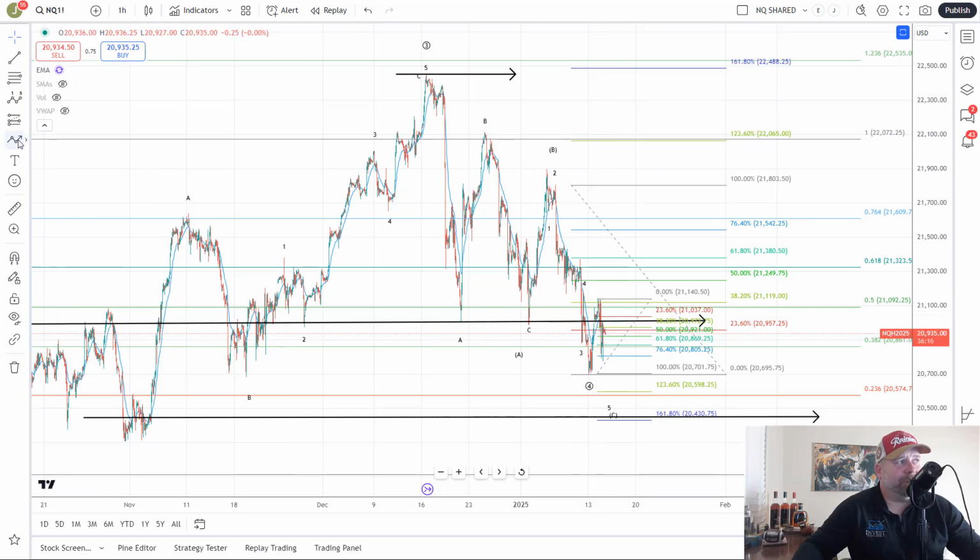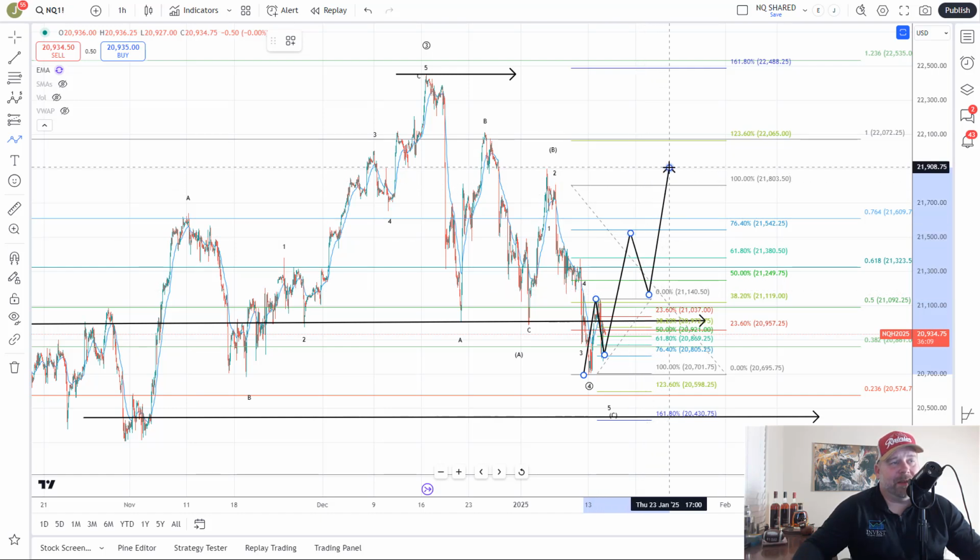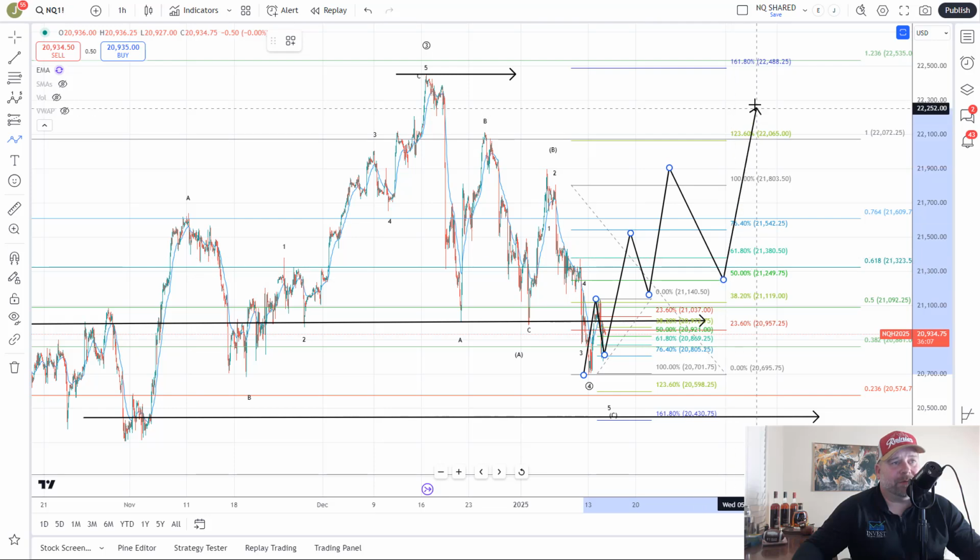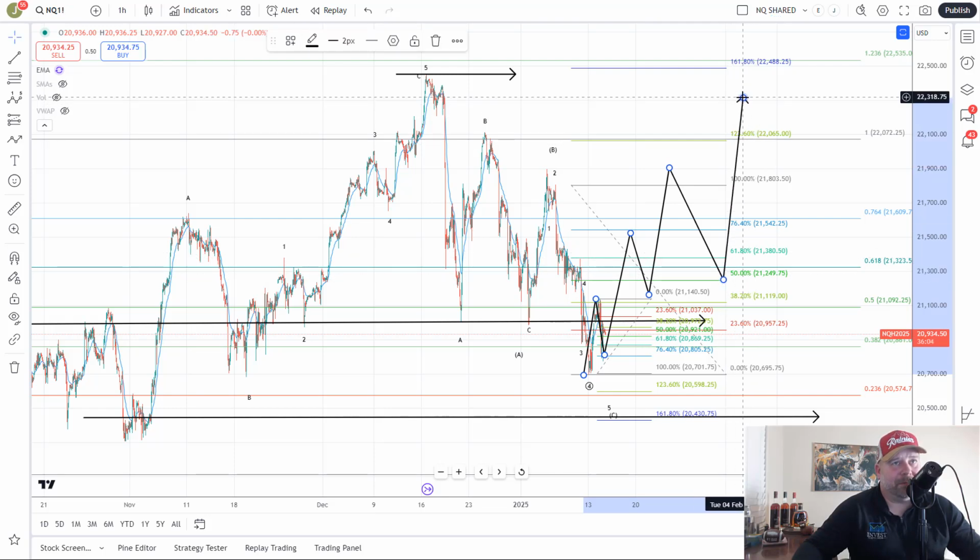If you're more conservative, you might want to wait for A, B, C of A, and then B of A, and then catch this C wave. Get long there, sell, wait for the pullback, and then get long again to ride it up to the 23,000 area. So that's what we're looking at on both charts.